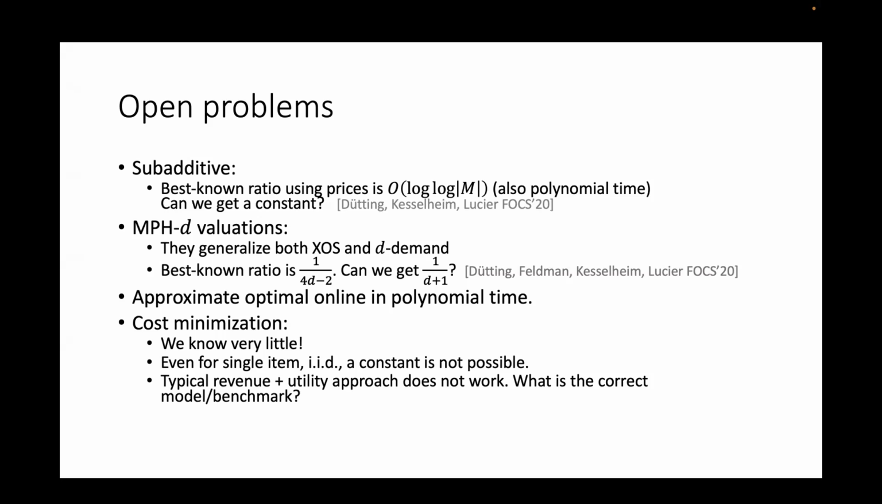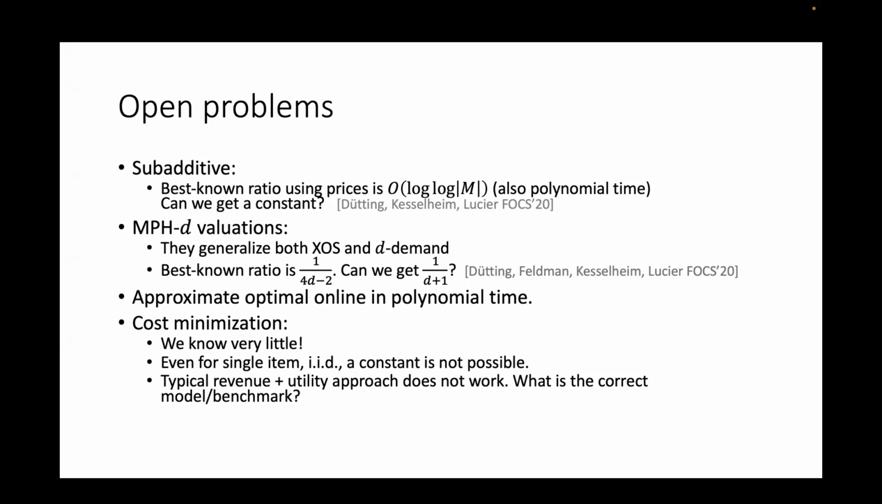Another question related to demand is about a class called MPH-D evaluations. I won't define them because it's a bit complicated and would take time, but it's a generalization of both XOS and D-demand. For that, the best known ratio is 1/(4D-2). But we don't know worse bounds than the ones we have for D-demand. In particular, can we get 1/(D+1)? That's something I want to know.